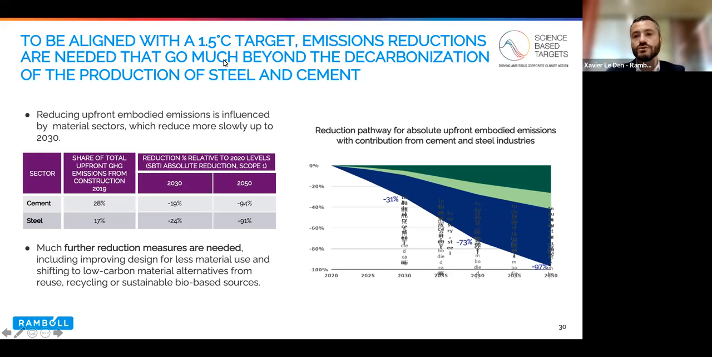But as you can see also, the decrease of emissions is much slower by 2030, and it picks up after 2030. That means that further reduction measures are needed, and they are needed now, including improving design for less material use and shifting to low carbon material alternatives from reuse, recycling, or sustainable bio-based sourcing. So we really keep looking into a transformation of the way we design our buildings and on the choice of material we make, independently of the decarbonization of the cement and steel industry.